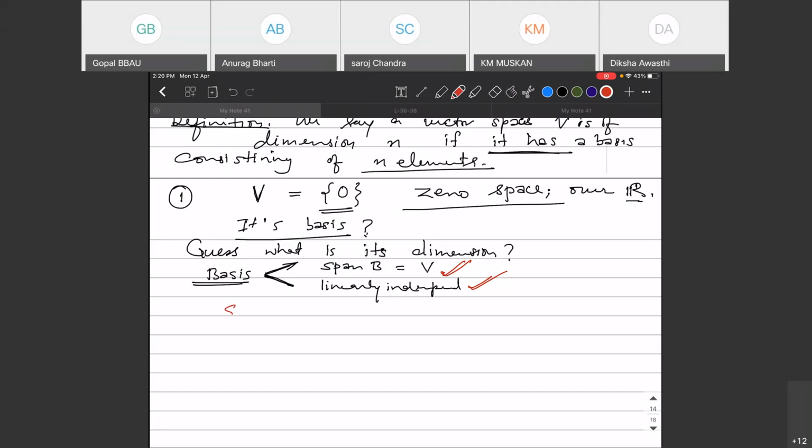Clearly, span of B means here span of 0 is V. Is 0 a linearly independent set? Is this linearly independent? Is it true?